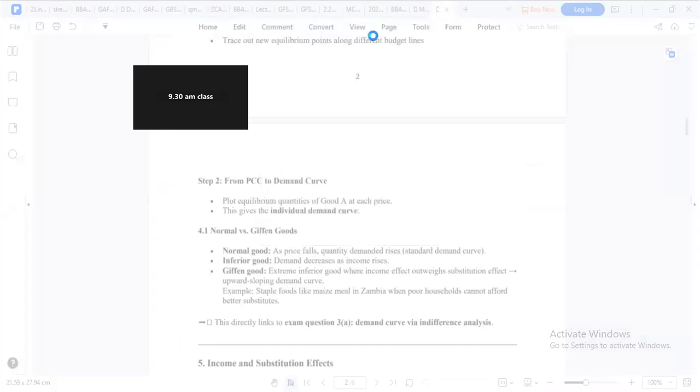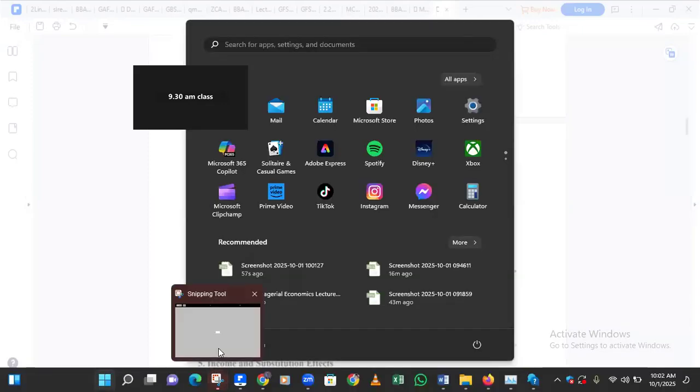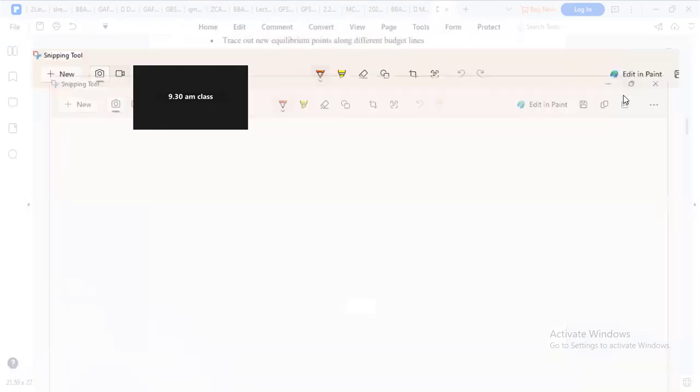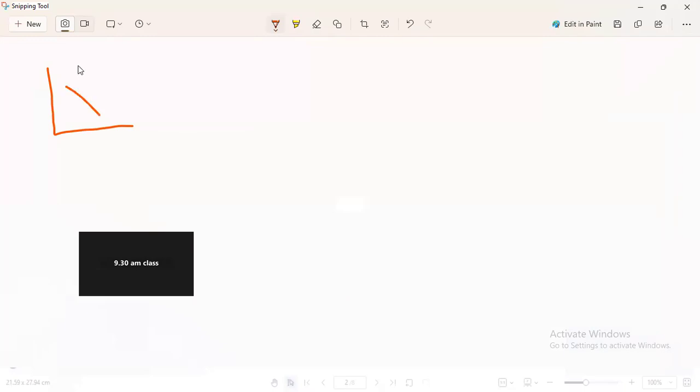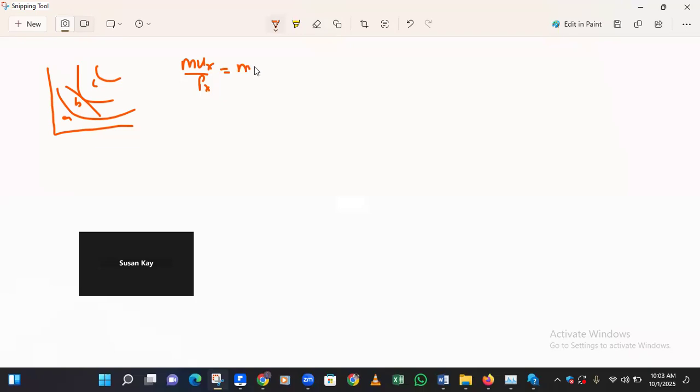What are the lines that join points that offer the same utility? Called indifference curves in different scales. Okay. Which point maximizes satisfaction? Point A, point B, point C. It's point B. Why? Because that's where marginal utility of X over the price of X is equal to the marginal utility of Y over the price of Y.